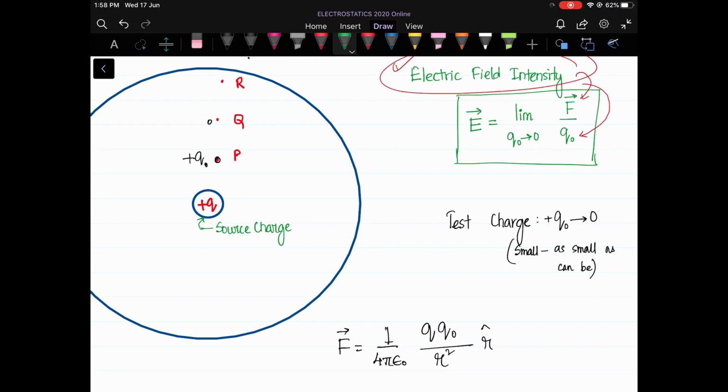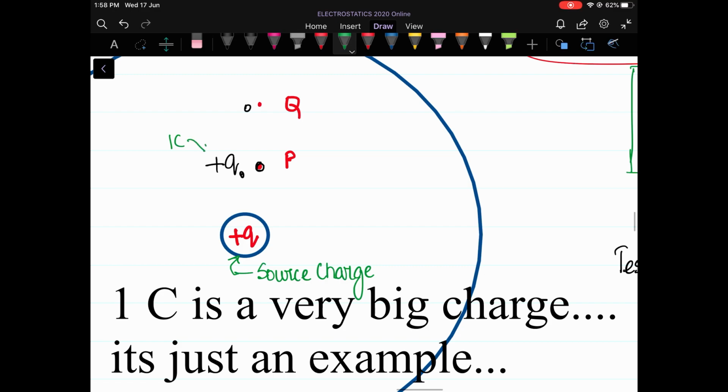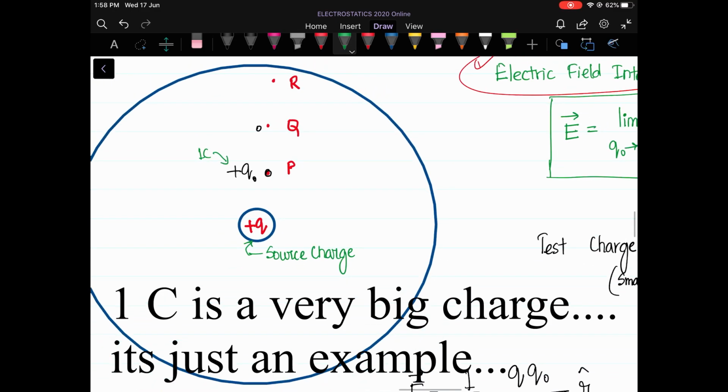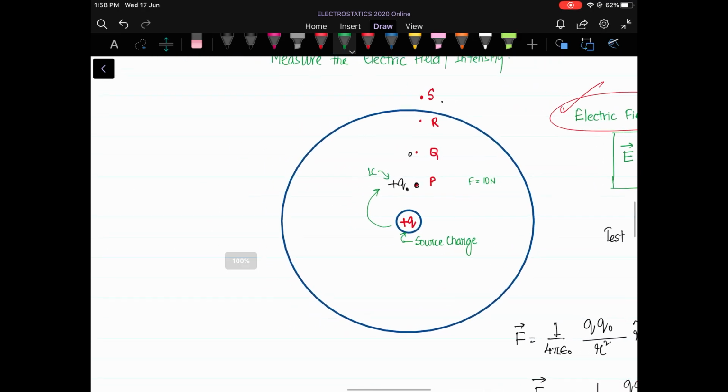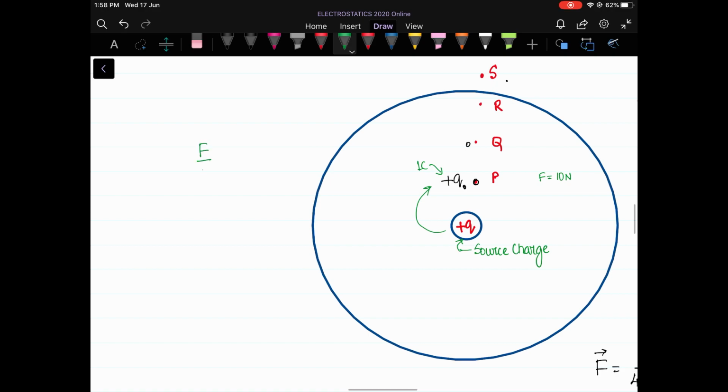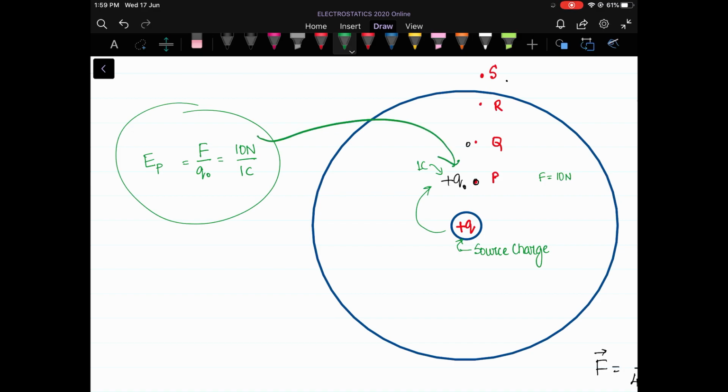To make it clear, let's go back to this example here. We have the source charge, we have the test charge. Let's take the test charge to be 1 coulomb right now, which is a very wrong number, but still let's take it. Suppose I say when I kept the charge at point P, the force experienced by this 1 coulomb of charge is 10 newtons. That means I can write the force experienced per coulomb as 10 newtons per 1 coulomb. This is what we will call the electric field at point P, or its magnitude. It simply tells us how much force will be experienced by every 1 coulomb of charge when I keep it at this point P due to this source charge.